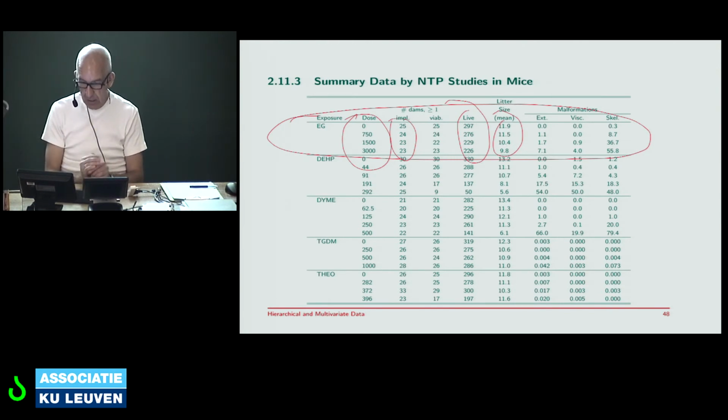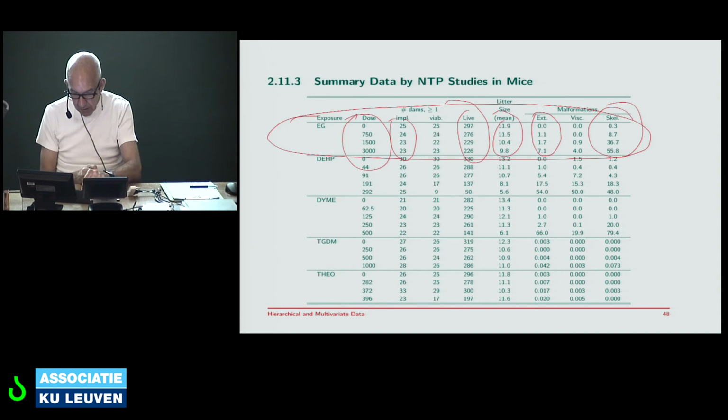So it decreases, and you may say not dramatically. No, not dramatically, but it does. It's already different for DHP and DIME, whereas for TGDM and theophylline, you see very, very low decline. So it stays more or less what it was. Okay, then if we go back up, we see the proportion of external malformation going from 0 to 7%. So in the 3,000 milligram per kilogram per day dose group, 7% of the fetuses do have external malformation. Skeletal malformation, and that's of course very interesting to compare, goes all the way to more than 50%.